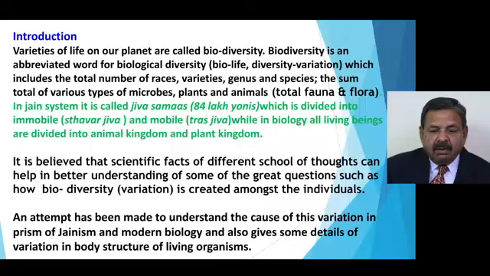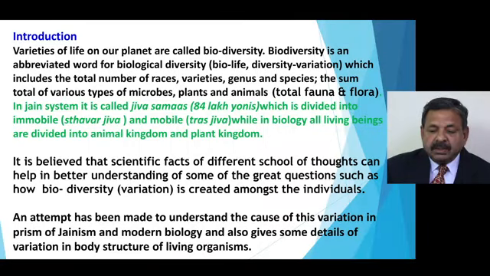total number of all races, varieties, genus and species, and the total various types of microbes, microorganisms, plants and animals, that is, the total number of the fauna and the flora. All are covered under biodiversity. In the Jain system, it is called the Jeev Samas, that is the 84 lakh yoni.